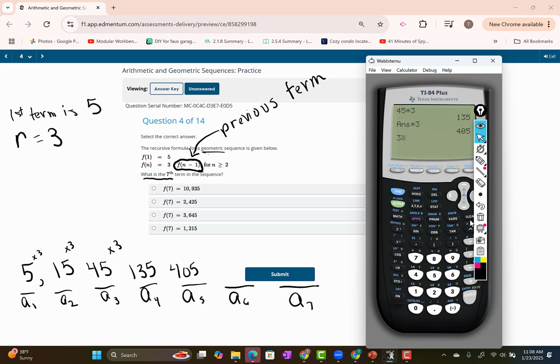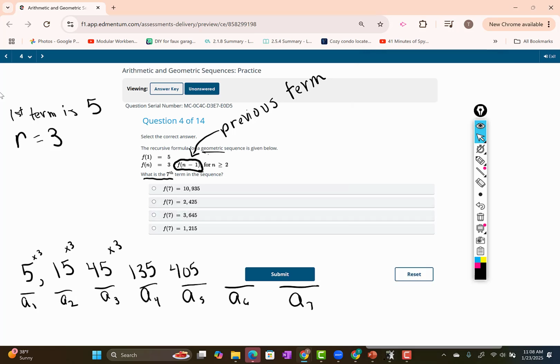Multiply 405 times 3. That's the 6th term. I'm not even going to write it down. Multiply that by 3 one more time. We get the 7th term. There it is. Answer choice of C, 3,645.